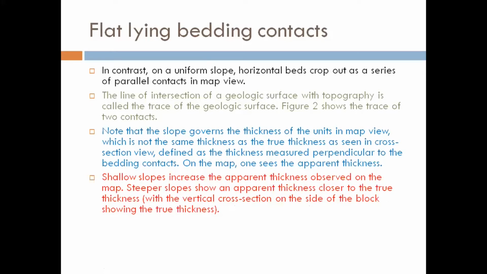Now we see there are some bedding contacts that are present as a series of parallel contacts in a map view. It can happen if there is a stream that is cutting an area of horizontal strata, and then you can have a map pattern and you can trace the contacts. If the strata are horizontal, the pattern on the map will also show you some very good indicators, and you can understand from the map how the thickness of the strata is changing and how different layers are present in that particular area.